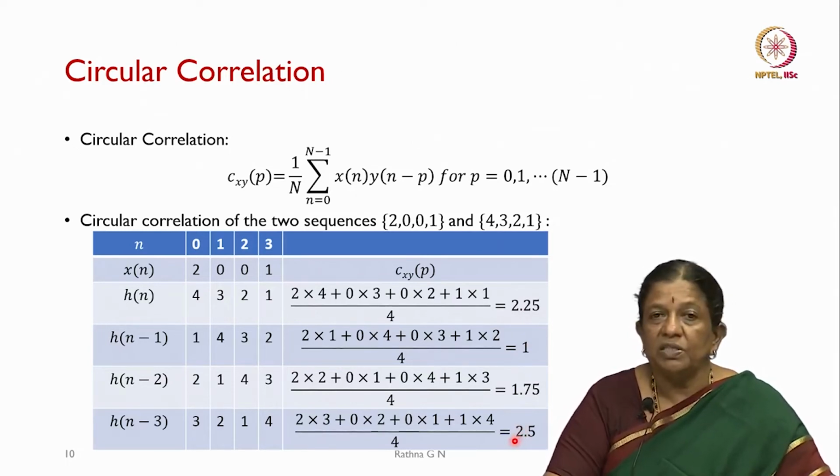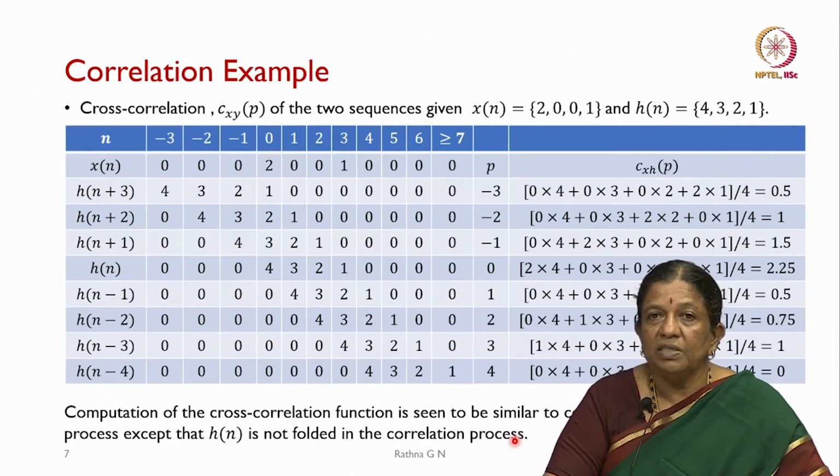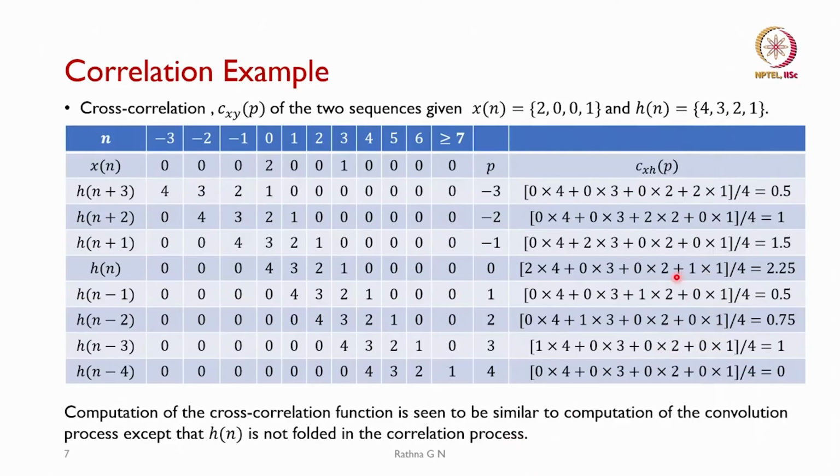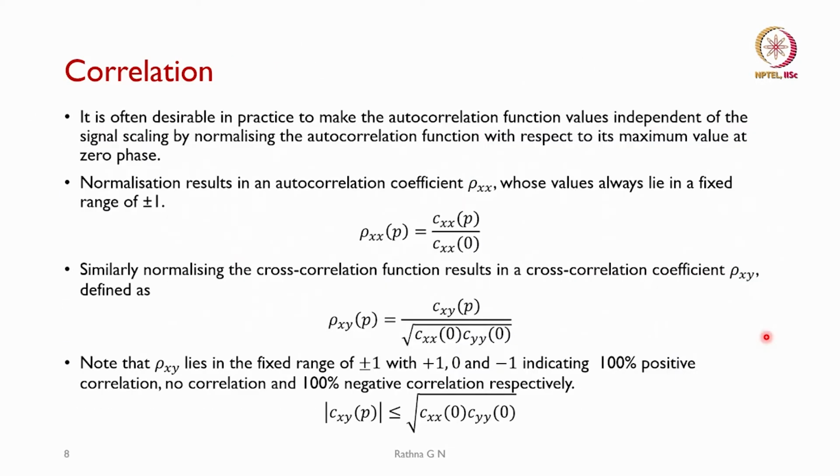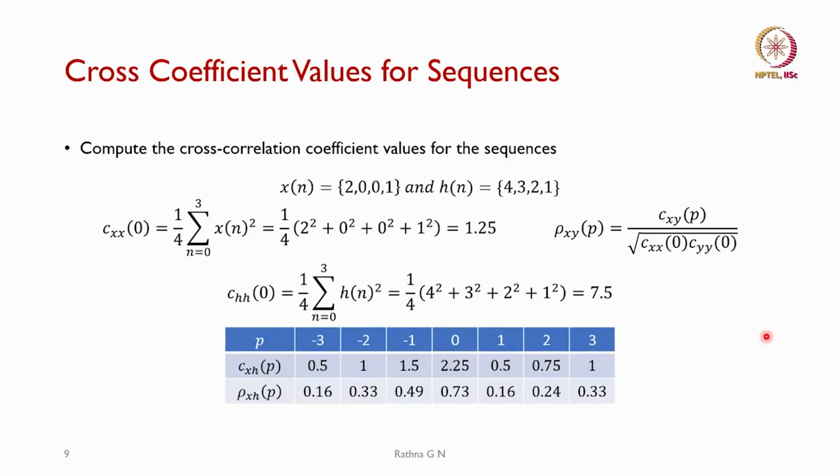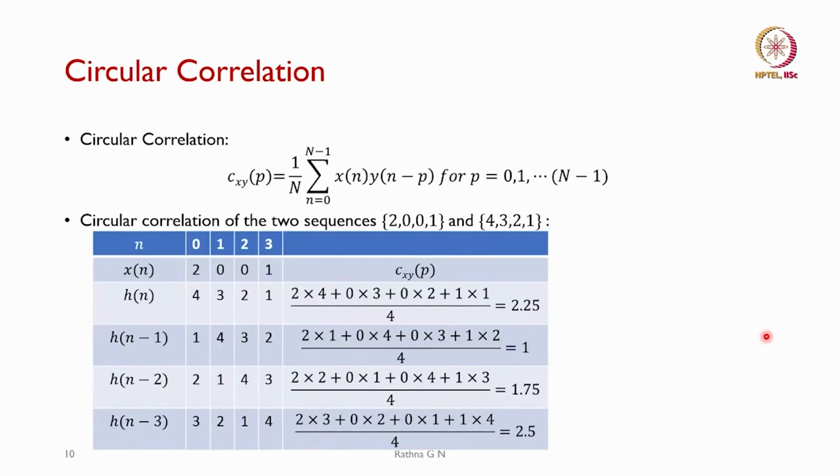Does something strike you? You can see our earlier case: 2.25 is matching, and only one value is going to match, like with linear convolution. Here also, between circular and linear correlation, there is only one value, at 0, which is going to match; the rest of them are not going to match.